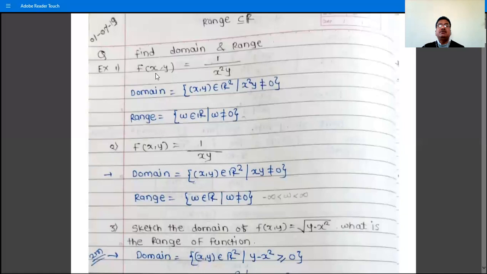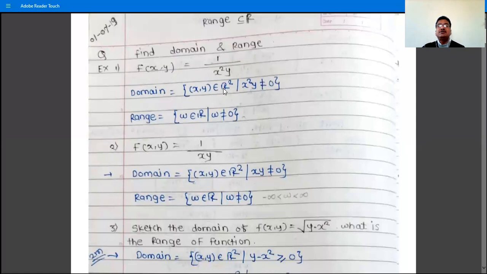And so the domain, what is its domain? The elements (x,y) belonging to R², such that x² y is not equal to 0. Because if x² y is 0, then 1/0 is infinity, a meaningless quantity. That is not a real number. And so what are the elements of the domain?